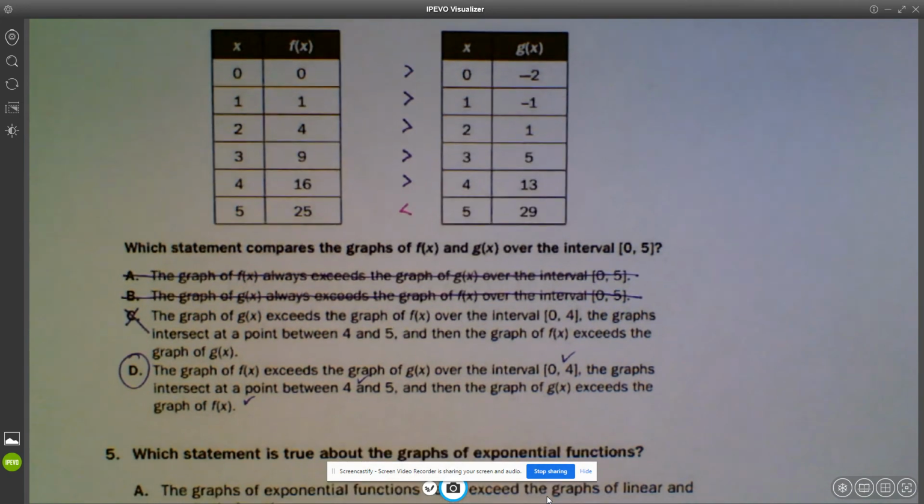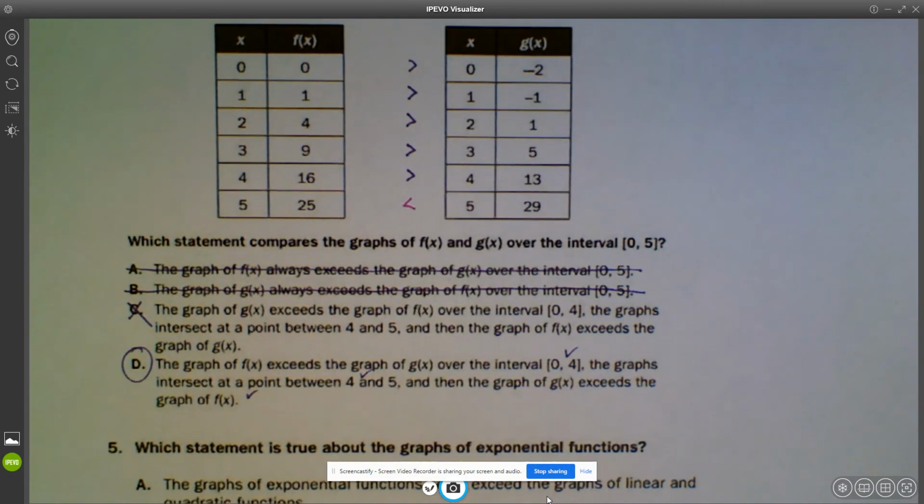So this requires a lot of reading on your part. So make sure you don't just gloss over it. I have a bad habit of doing that. Make sure you don't fall into that trap.